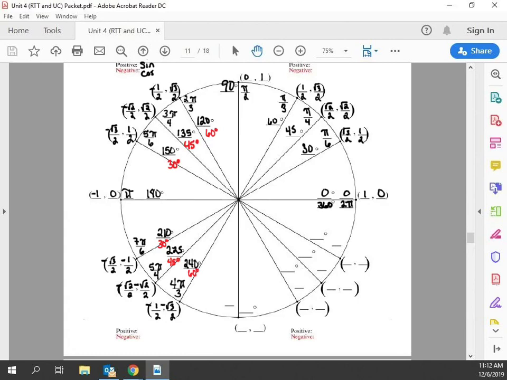And like you just said, everything's negative here. Sine and cosine are negative, and there's nothing positive. When we get to tangent, we'll talk about tangent. But for now, all we know is sine and cosine.